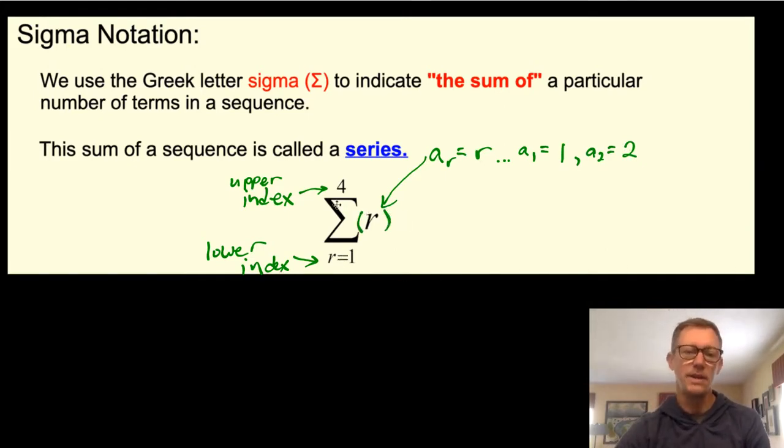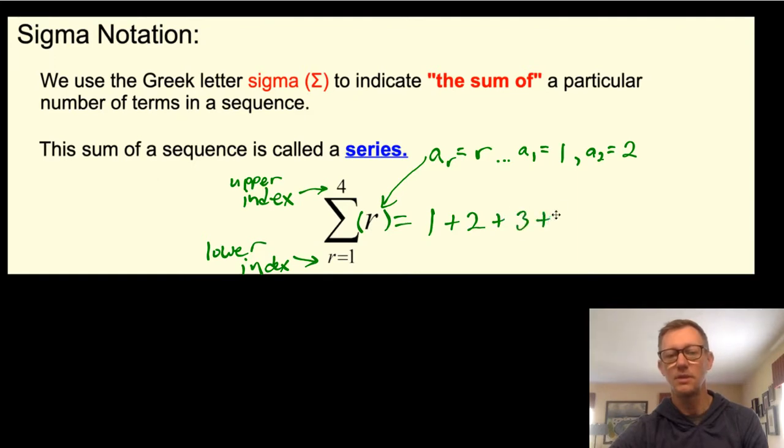And the lower index and the upper index are the indication of which terms in the sequence. So this is going to add up terms 1 through 4 in the sequence defined by this really simple expression. Those can be much more complicated, and they usually are. So in this case, when r is 1, that would be 1, plus term 2 in this sequence, we're going to plug in 2, and then term 3 is going to be 3.